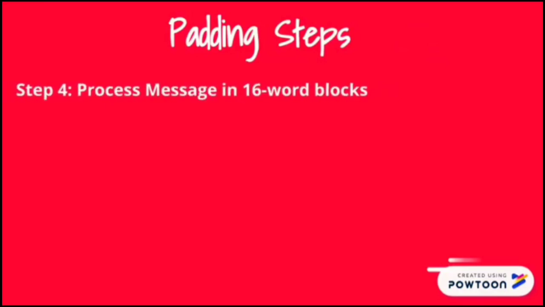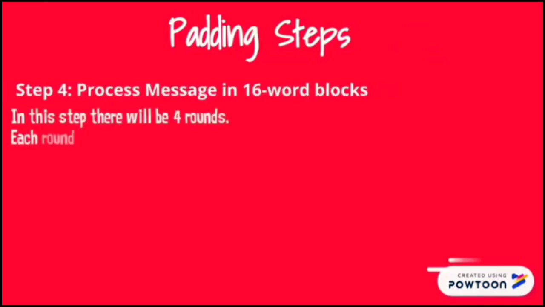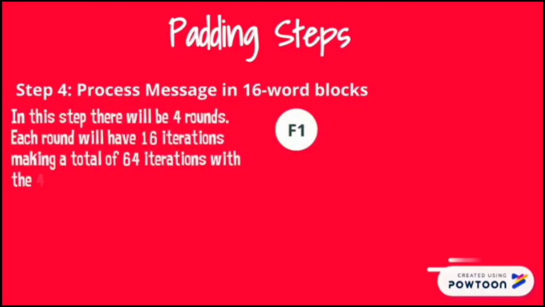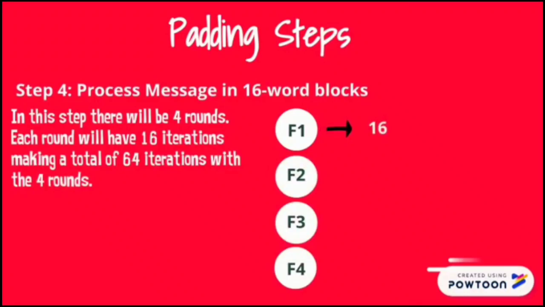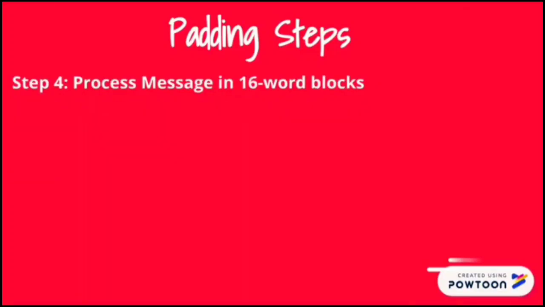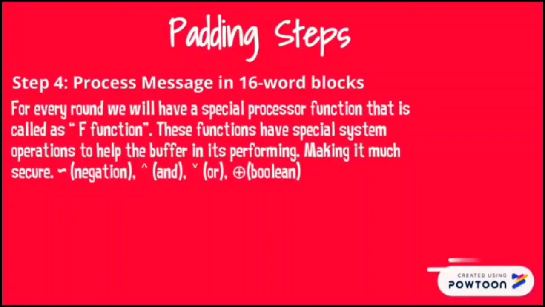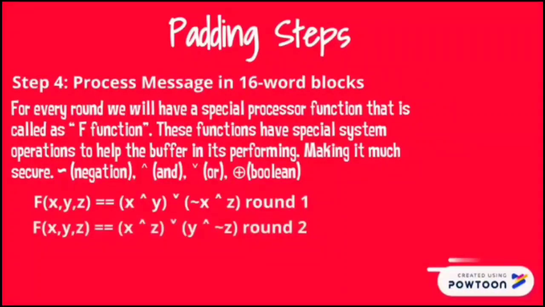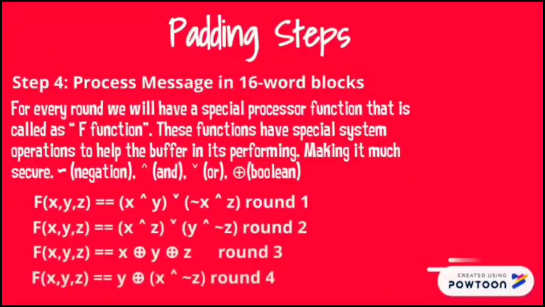Next, we have the fourth step, which is to process the message in 16-word blocks. In this step, there will be 4 rounds. Each round will have 16 iterations, making a total of 64 iterations with the 4 rounds. For every round, we will have a special auxiliary function. These functions have special bitwise operations to help the buffer in its performing. For the first round, we have this function. For the second round, we have this function. The third one is this, and the last one, this function.